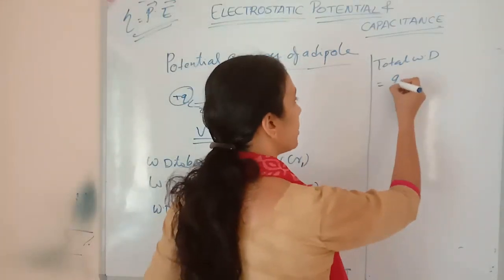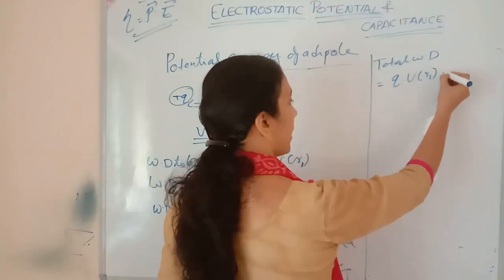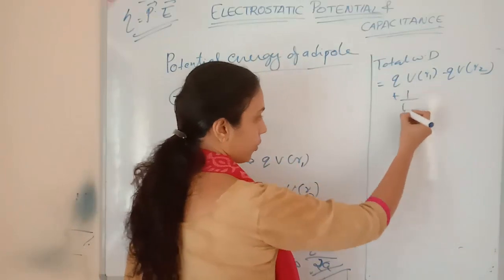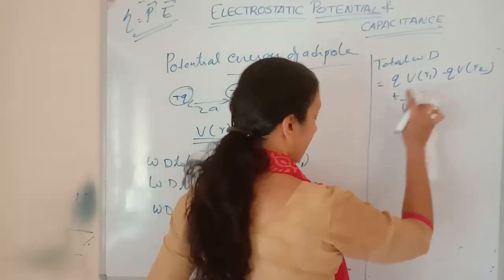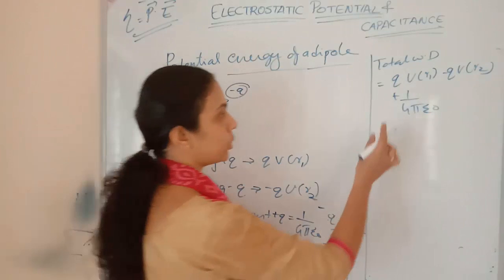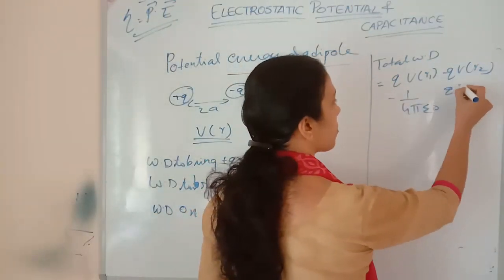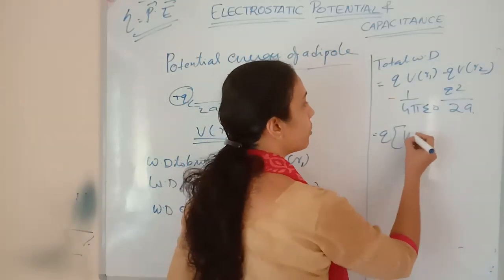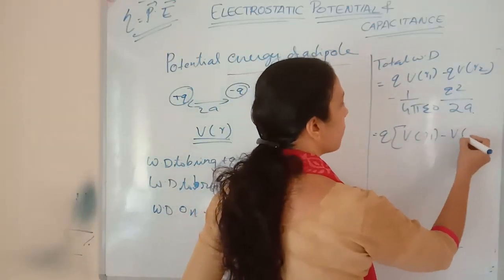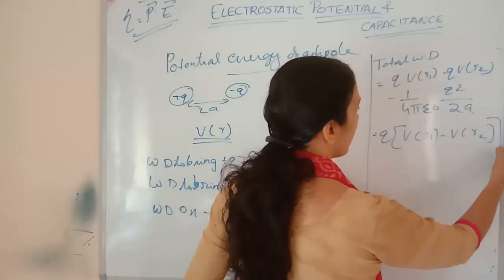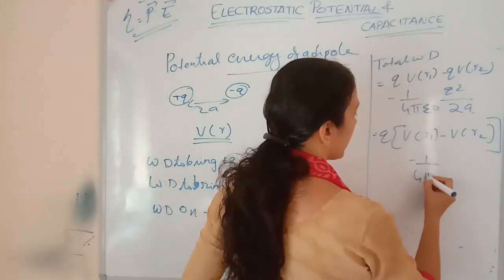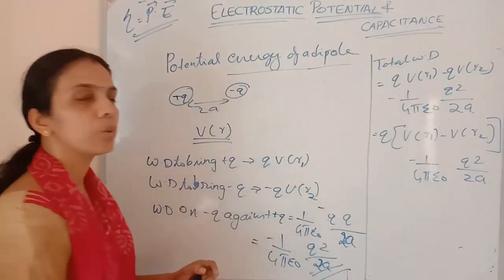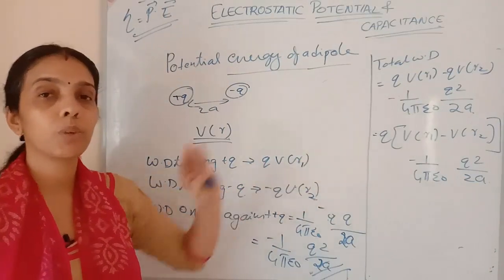Total work done will be q into V of r1, minus q into V of r2, plus 1 by 4 pi epsilon 0 into minus q square divided by 2a. So here, minus q square divided by 2a. This equation I can write as q into V of r1 minus V of r2, minus 1 by 4 pi epsilon 0 q square divided by 2a. So now we are going to find out what V of r1 minus V of r2 is.